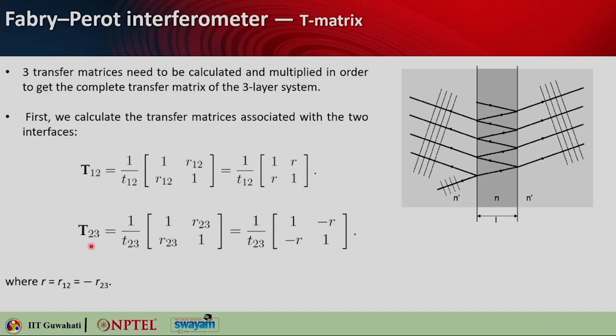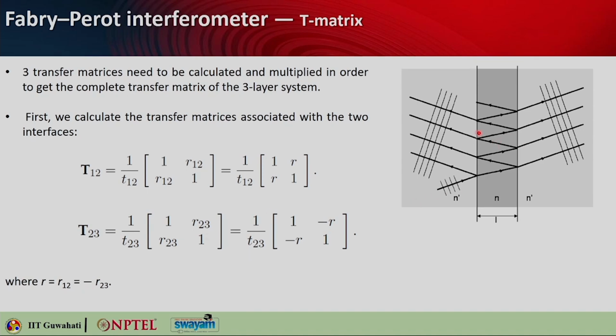What about capital T23? That is the transfer matrix for this particular interface, given as this. So here r, and here this will be minus r, because these are the same media, just opposite. It was air to glass, here it is glass to air. So you can put minus r here. As also shown, r is nothing but r12, which is minus r23. Or if you don't like these short simplified relations, blindly take the Fresnel equations and put in the parameters, and you will get the equations.